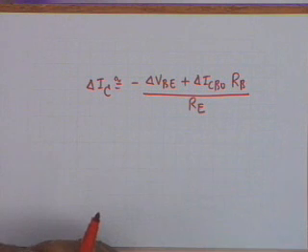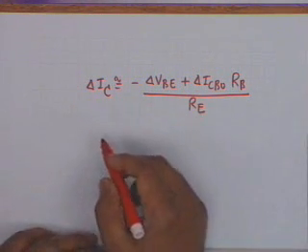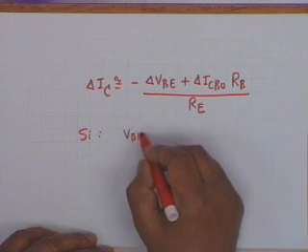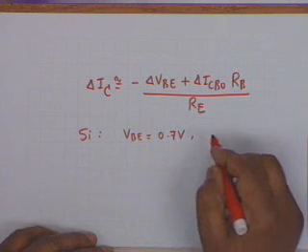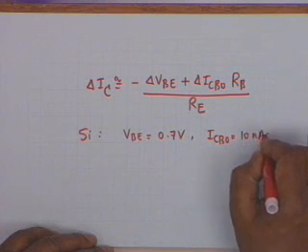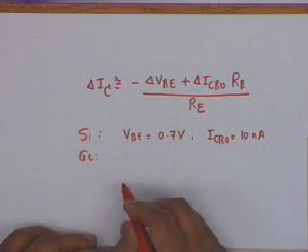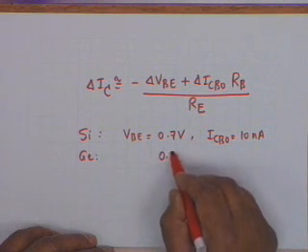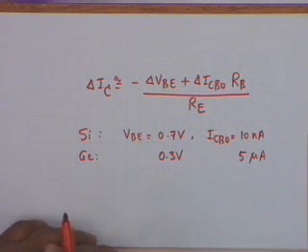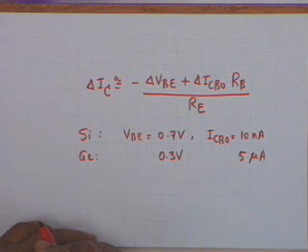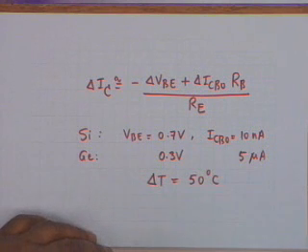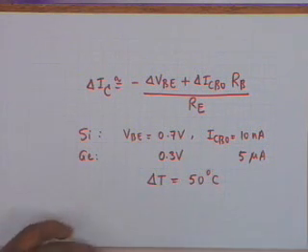For example, if you take a silicon transistor, then VBE is 0.7 volt and ICBO typically is 10 nanoamperes. For a germanium transistor, the corresponding figures are 0.3 volt and let us say 5 microampere. And suppose there is a 50 degrees centigrade rise of temperature. Suppose delta T is 50 degrees C. Then the question is, how much does I sub C change?